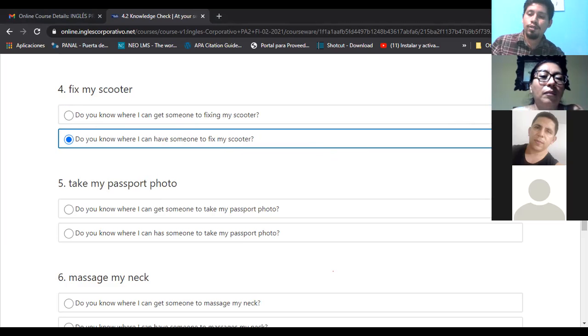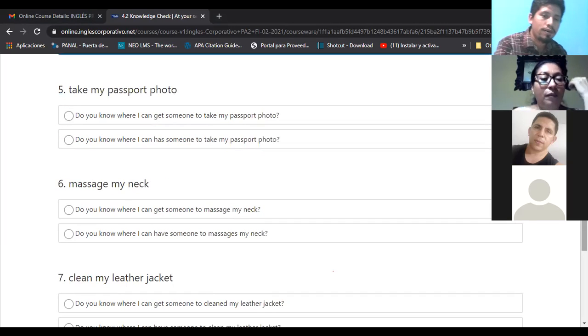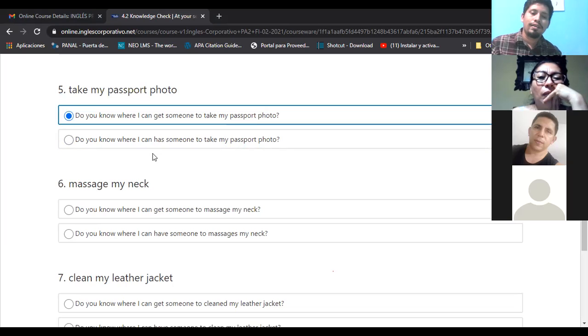Okay, in sentence number five, tell me, take my passport photo. Which one? Do you know where I can get someone to take my passport photo? Exactly. And what is the mistake in sentence number two? The verb has. What happened with has? It's third person, and we have to use the base form. In this case, the auxiliary verb must be in its base form. Have, using have. Very good.